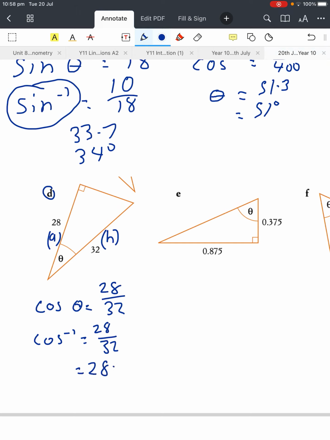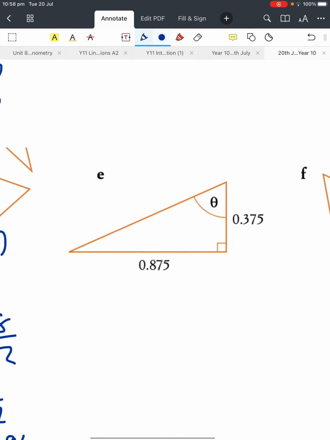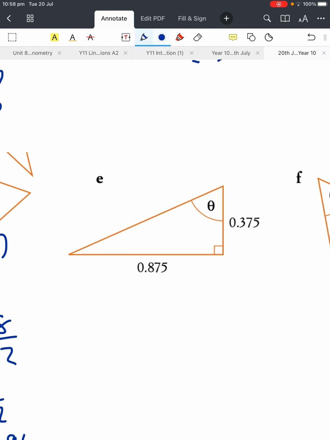28.95, and to the nearest degree, that would be 29 degrees. Okay, again, try to work out yourself, is this a sine, cos, or tan question? Just pause it, try to work it out.